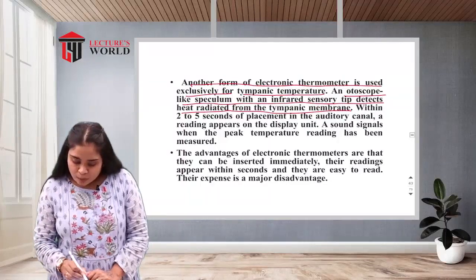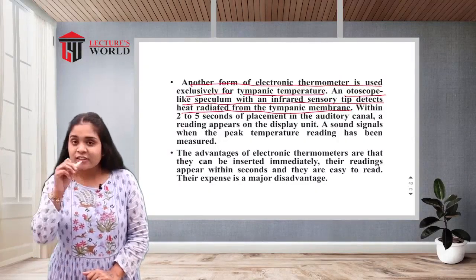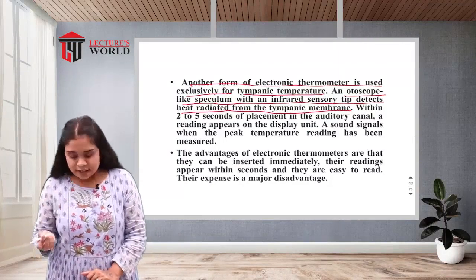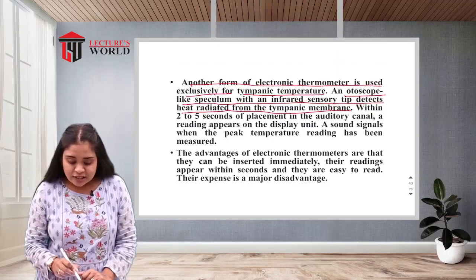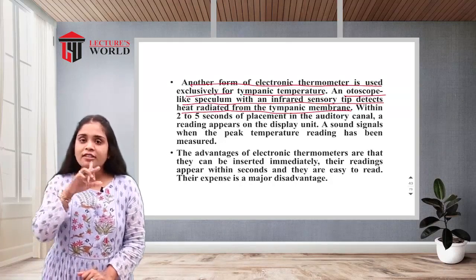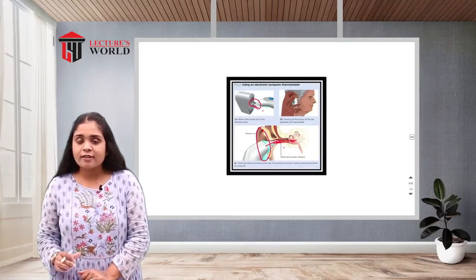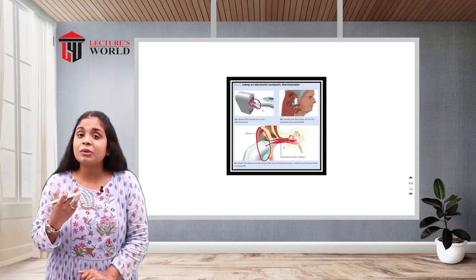So an otoscope-like speculum with the infrared sensory tip, that is known as an infrared sensory tip. It detects the heat radiated from the tympanic membrane. So as you have seen, from that tympanic membrane, or the auditory canal, from there the heat will be produced.